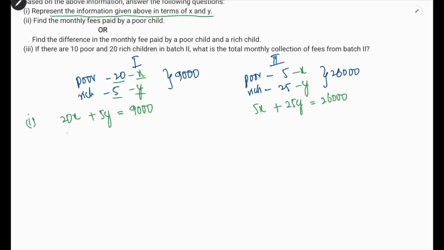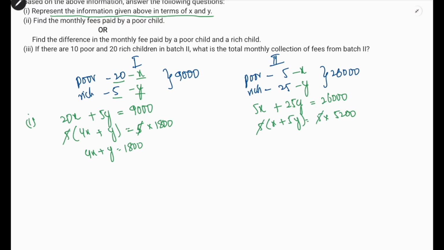Now we will take 5 common from the first equation: 4x plus y is equal to 5 into 1800. 5 and 5 get cancelled. The equation will be 4x plus y is equal to 1800. In the second batch, we will take 5 common: x plus 5y is equal to 5200. So these are the linear equations we got.